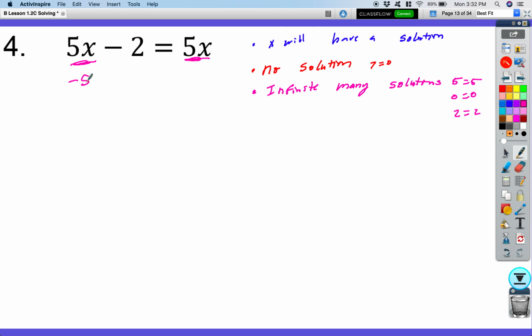So when I subtract 5x on both sides, I would be left with negative 2 is equal to. Students sometimes get confused here. If I have 5x and I take all of my x's away, I'm left with 0. There's nothing left. Now I look at this. Is this a true statement? Does negative 2 equal 0? And this is false. When that happens, this means it is a no solution. It is not correct.